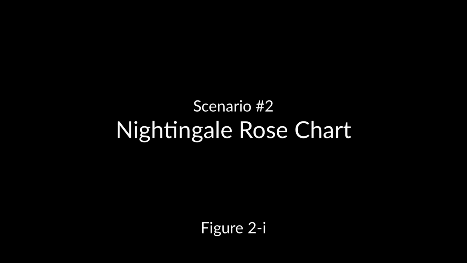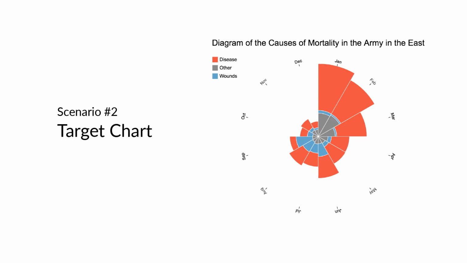In this scenario, I will recreate Florence Nightingale's famous rose chart. This historical data includes the monthly death toll and causes of death by disease, wounds, and other causes among the Army of the East during the Crimean War in 1855.